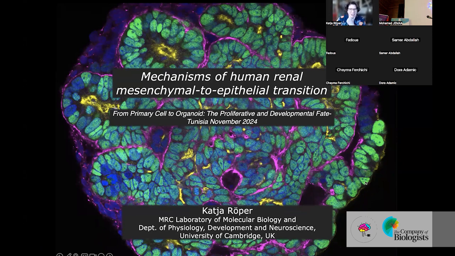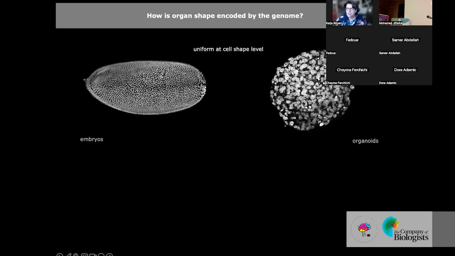So I will tell you a bit about what we do in the lab, but not about any of the Drosophila fly part of it, but all organoids and what we find interesting there at the moment. As an introduction, what we're interested in my lab is we want to understand how organ shape and therefore function is encoded by the genome.